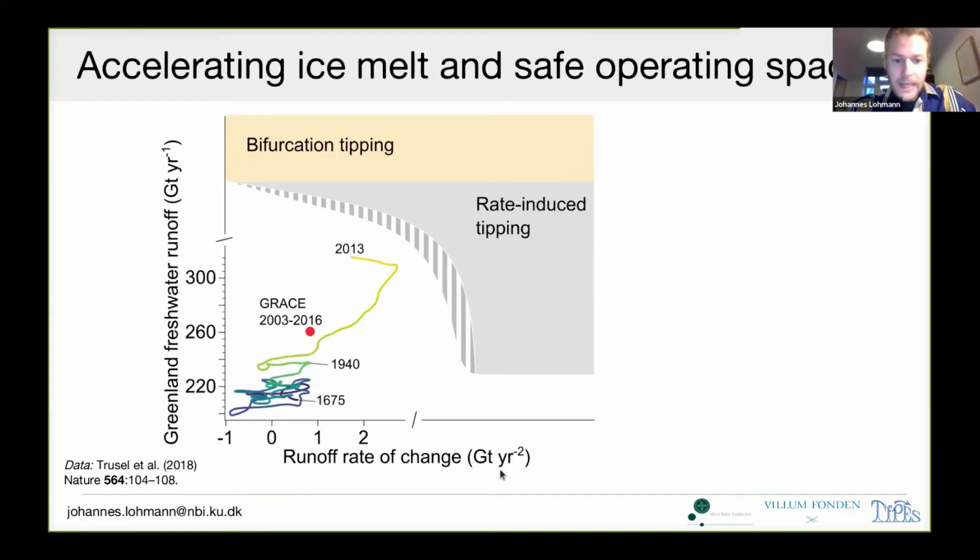On the horizontal axis here, I've plotted the Greenland meltwater rate of change. If we had a rate-induced mechanism, that would mean that even before crossing this threshold, if we change at a fast enough rate, we could still induce tipping. And at least if this is the case, we can already see in data, which is this colored trajectory here, that if such a rate-induced threshold exists, we're approaching it, because the Greenland melt is actually accelerating over time.